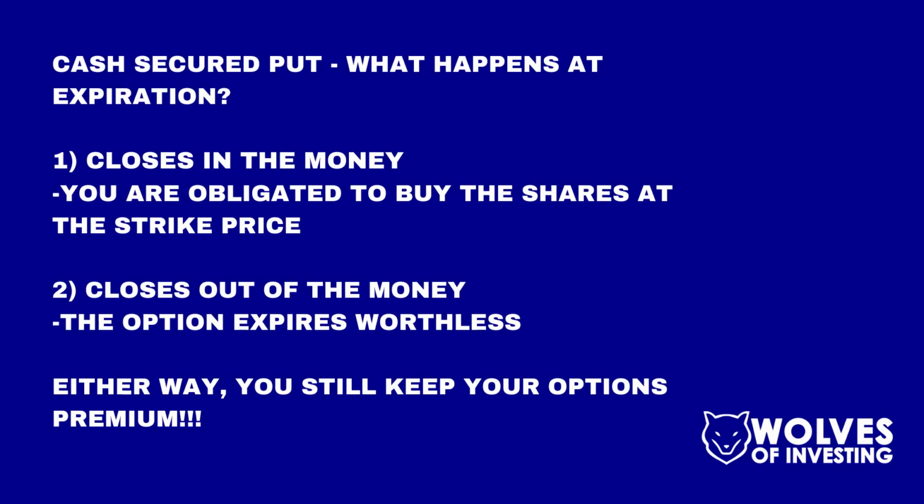When that option expires, two things can happen. The stock can close below the strike price of $23, and if that happens, you are obligated to buy those 100 shares at $23. Because of this, you need to have at least $2,300 in your account to sell this cash secured put. That's why it's called cash secured. If the stock closes above $23, then the option expires worthless and you won't get assigned the shares. Prior to expiration, if the shares are trading below the strike price, the option can also get exercised, in which case you'll also be obligated to buy the shares at the strike price.